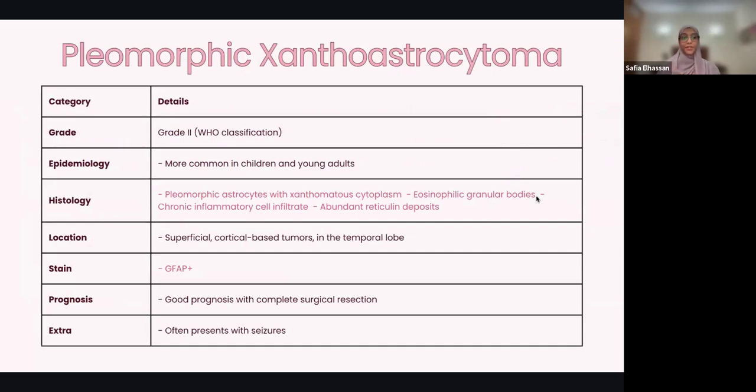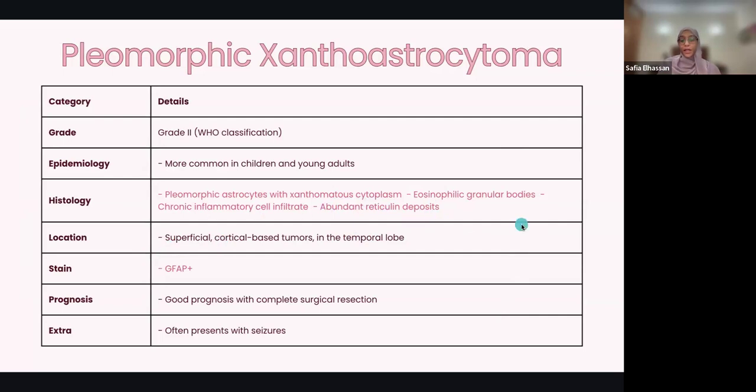So pleomorphic xanthoastrocytoma is a grade 2 tumor, so it's relatively low grade, more common in children and young adults. In histology, you would be able to see pleomorphic astrocytes with xanthomatous cytoplasm. So what does this mean? They have a very distinctive shape, which we'll look at in a minute. And xanthomatous cytoplasm means that, yes, it has the presence of lipids and the presence of fat. Eosinophilic granular bodies, similar to astrocytomas, chronic inflammatory cell infiltrate, and abundant reticular deposits. So these are fibers that we'll be able to see in just a minute.